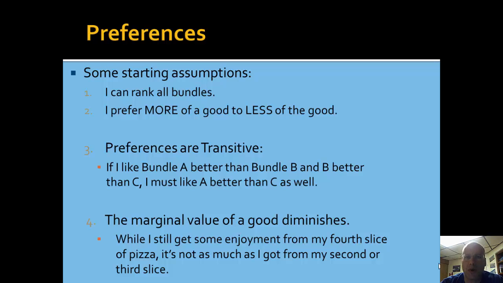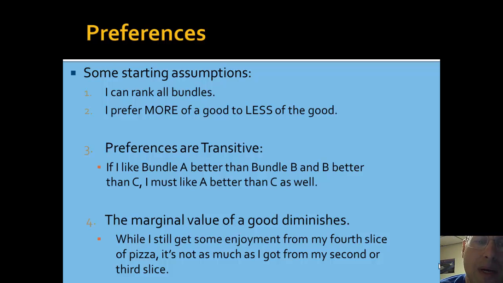The third assumption we're going to make is that preferences are transitive. That is, if I like A better than B and B better than C, then I must like A better than C as well. And what this allows us to do is it ensures that we have a consistent ranking, that when we think about the sets of bundles from best to worst, we can put them in an order that's consistent. I think that this is a relatively innocuous and relatively straightforward assumption as well.